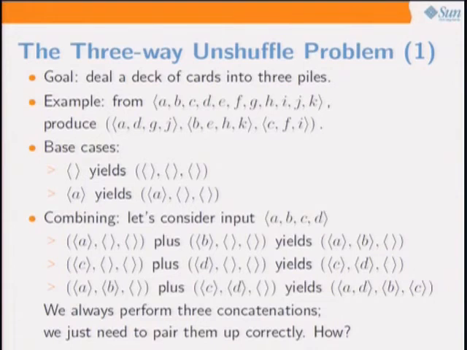Let's consider the input A, B, C, D. We'll split it in half to make A, B, and C, D, and then split those further. When we get the singleton piles for A and B, we will want to get a singleton pile of A, a singleton pile of B, and a null list, and similarly for C and D. Now, the next step is a little more puzzling, but when we work with it, we find that we've got 3 piles here, and we've got 3 piles here, and we're going to concatenate the 3 piles in some order. We just need to figure out the correct correspondence.